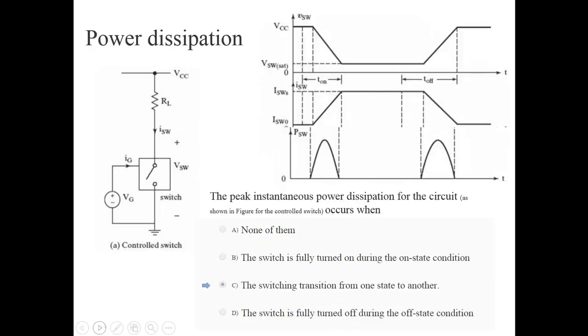Like power dissipation, the peak power dissipation happens once. The peak power happens when the switch transitions from one state to the other, either from off to on or on to off. That is the transition time, when the peak power happens. There are some examples in the book. I encourage you to review them.